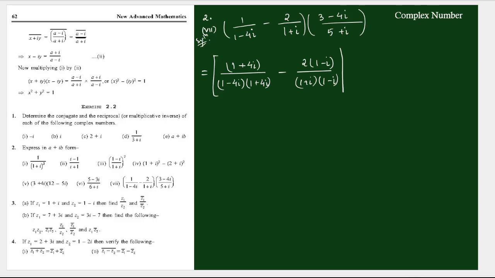Again similarly, 5 plus i will be 5 minus i, then 3 minus 4i, 5 minus i. So the distributive property will be applied here now.